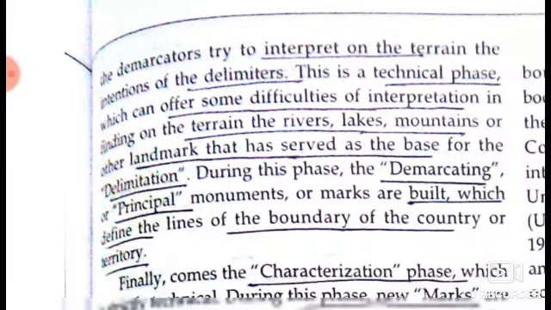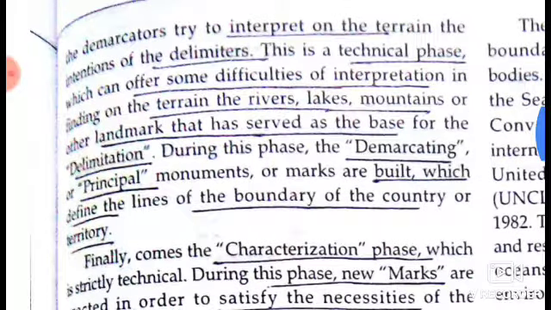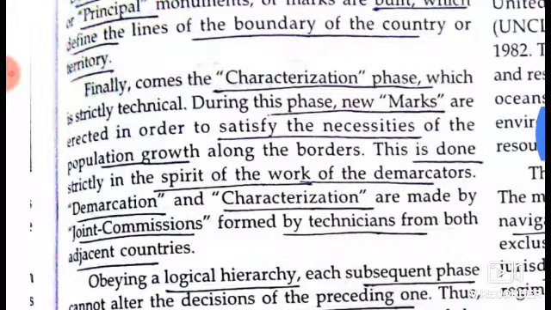The demarcation tries to interpret in the terrain the intentions of the delimiters. This is the technical phase which can offer some difficulties of interpretation in finding on the terrain the rivers, lakes, mountains, or other landmarks that have served as the base for the delimitation. During this phase, the demarcating or principal monuments or marks are built, which define the lines of the boundaries of the country or territory.